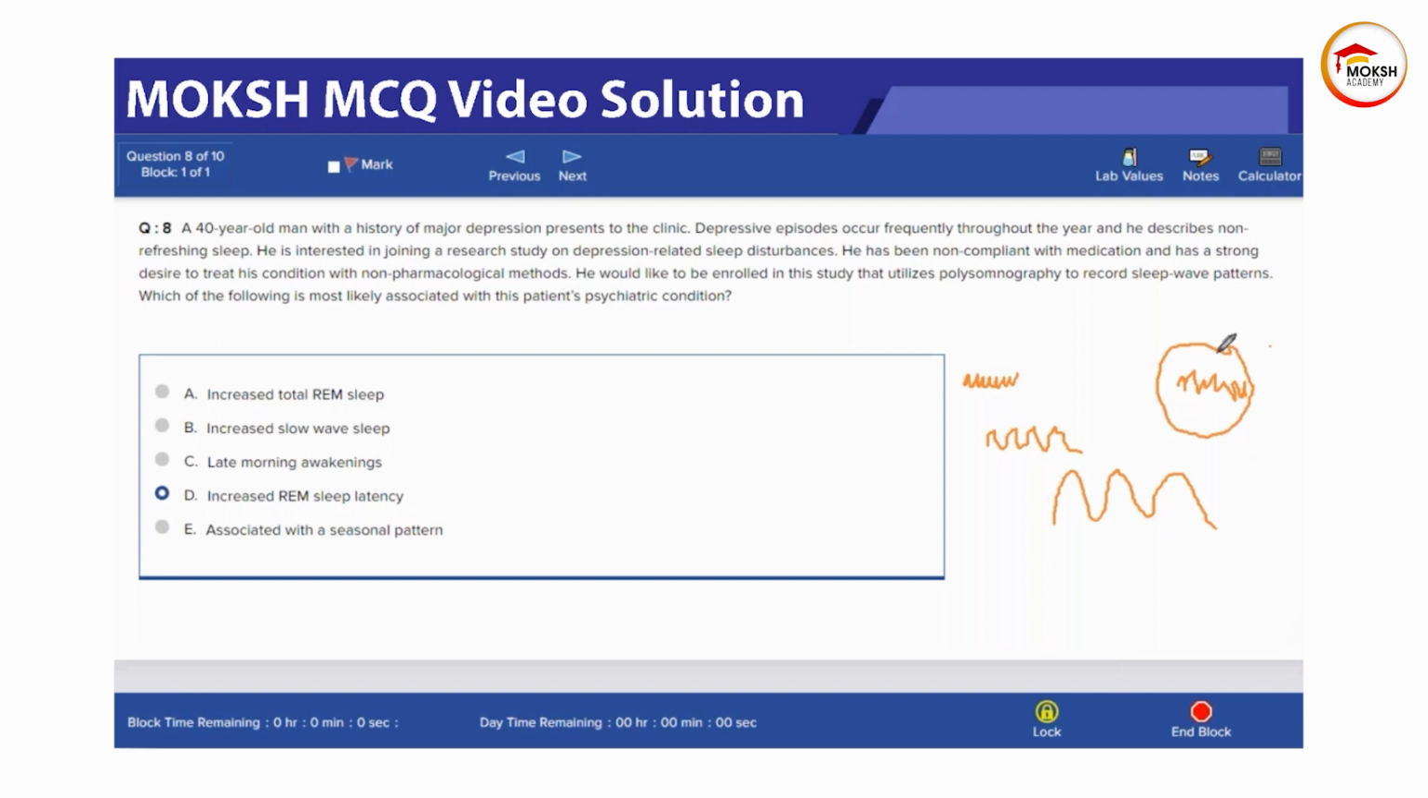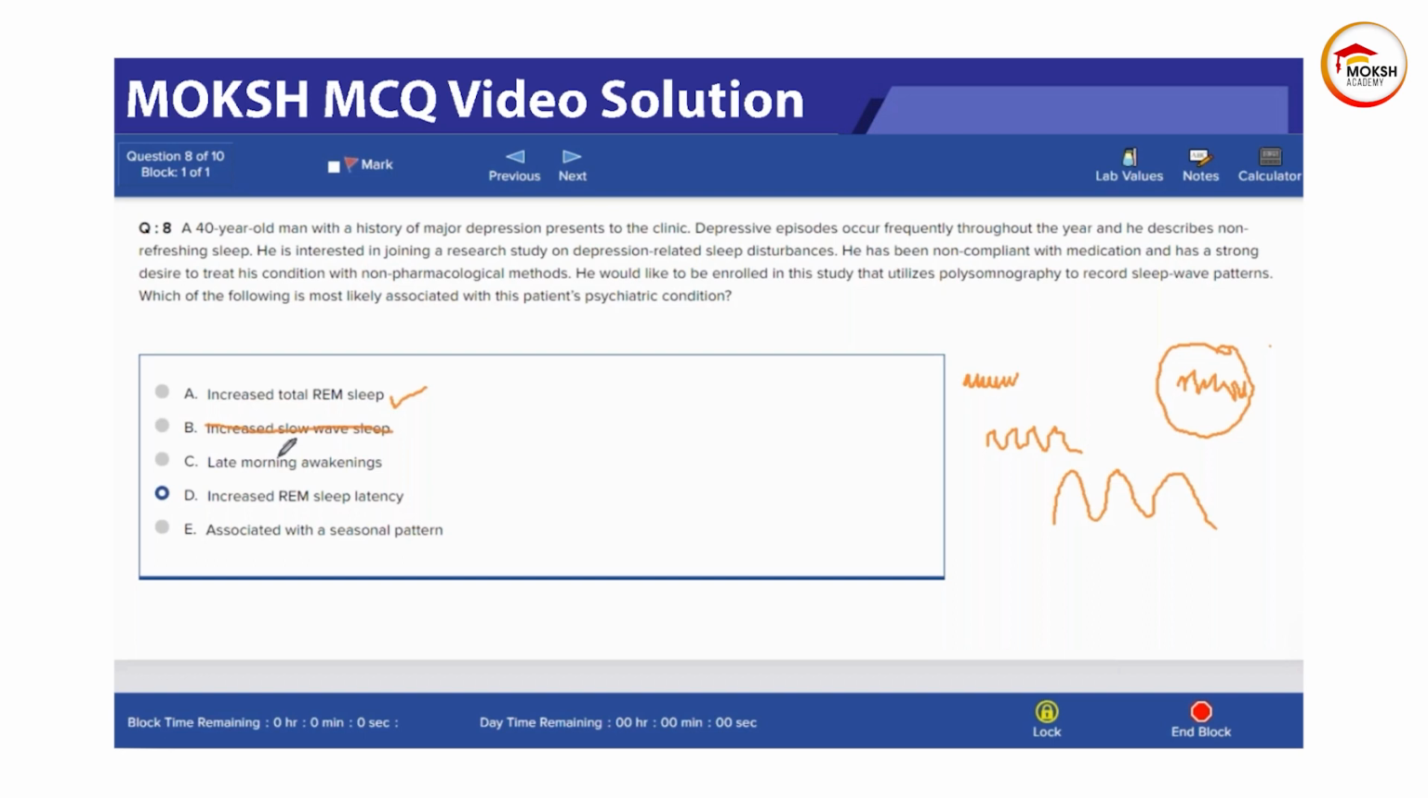Once you know this, everything else becomes easy. If REM sleep is increased, slow wave sleep will be decreased. That itself is going to be the answer here. So increased total REM sleep is the correct answer. Increased slow wave sleep, no. REM sleep is increasing, slow wave sleep is decreasing.